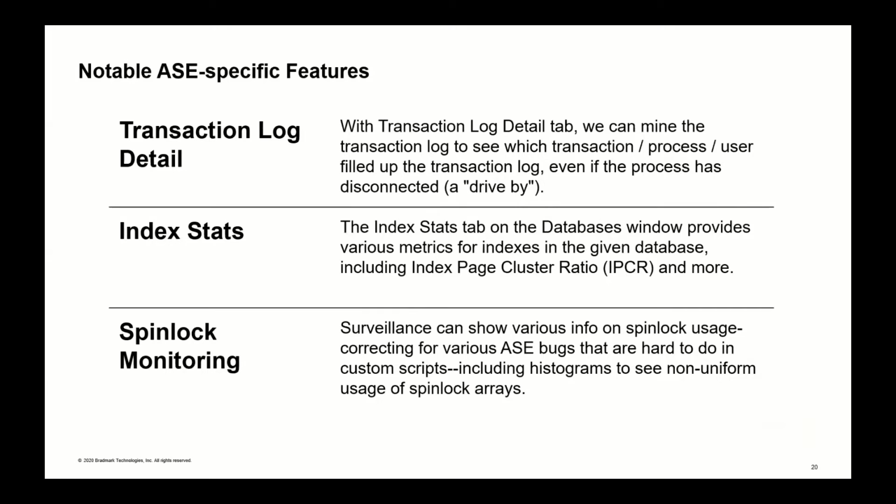We have index statistics, where you can click on a database and see things like the index page cluster ratio and other types of things for that database. We also have spinlock monitoring, which, especially if you're still on ASE 15.7, can be a bottleneck. But even still in 16, you can get that. And we have histograms and things like that.